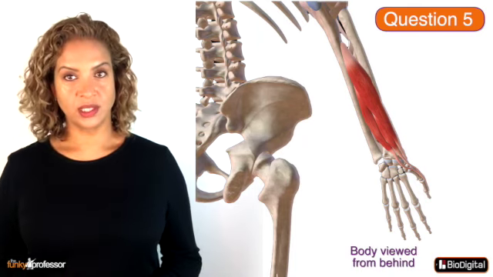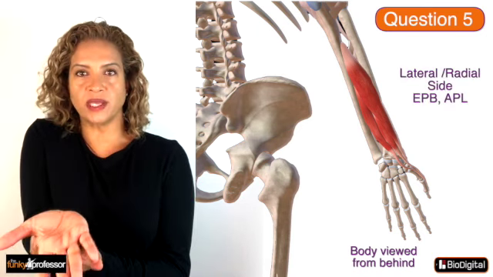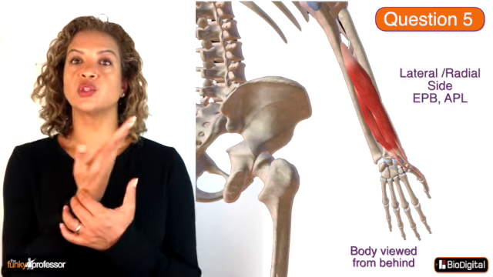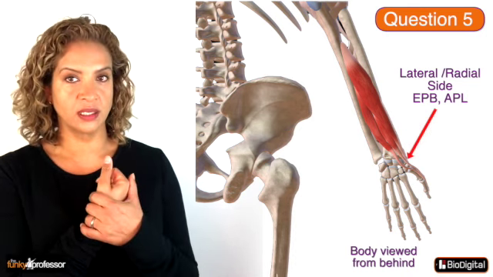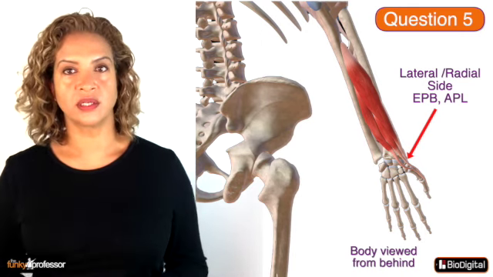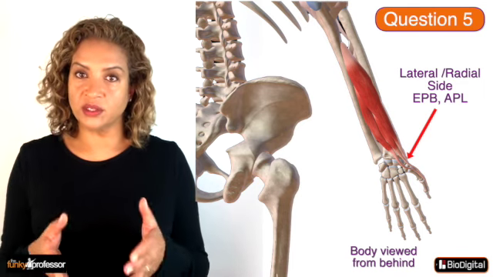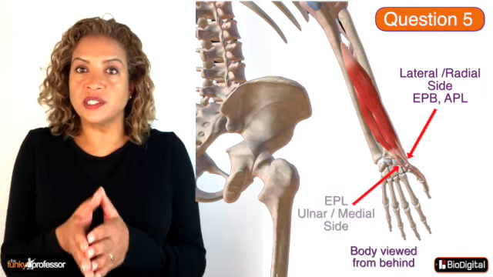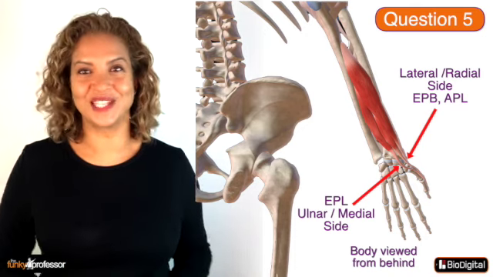In this position, it is much easier to appreciate that the most lateral aspect of this space is indeed the two tendons that are contained within the first dorsal compartment of the wrist. These are the extensor pollicis brevis and the abductor pollicis longus. The extensor pollicis longus in the anatomical position is positioned towards the ulnar bone relative to these other two tendons.